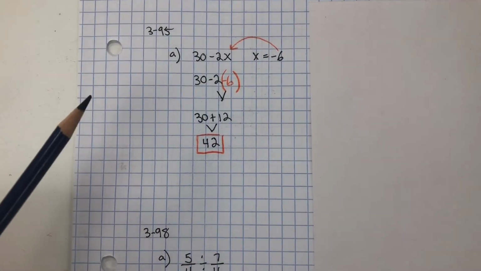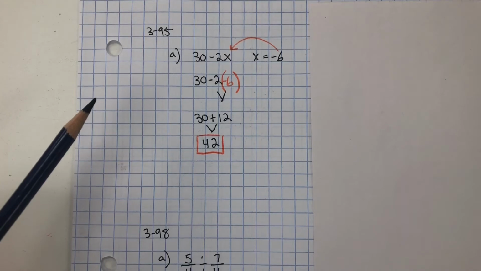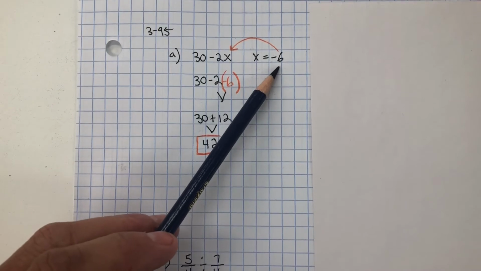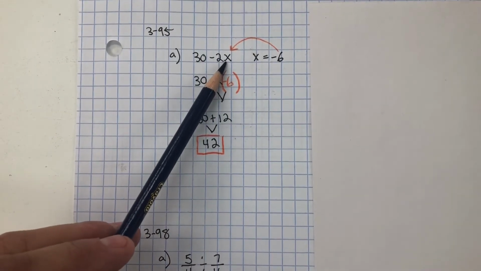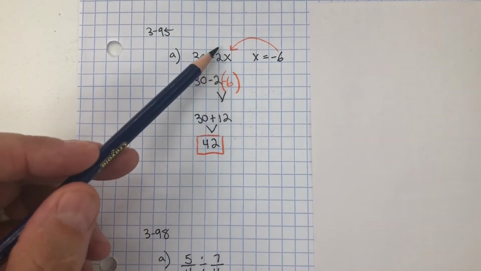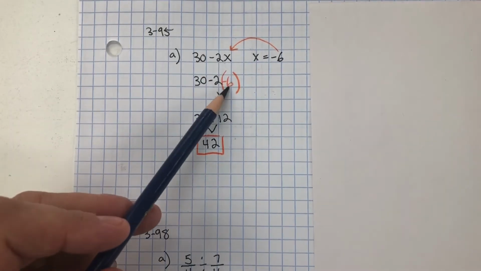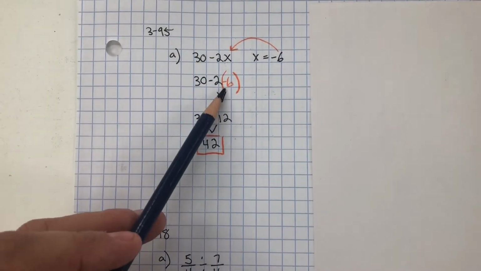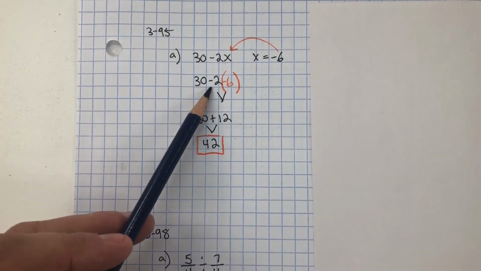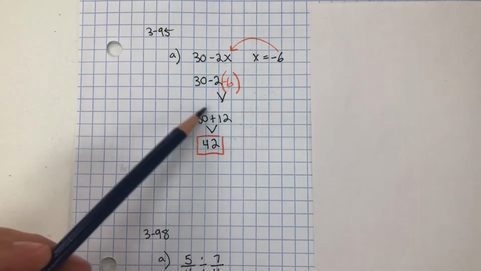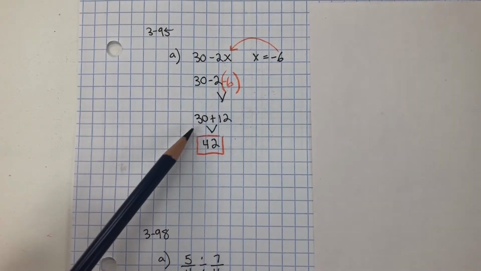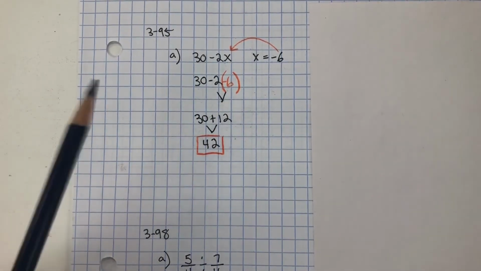In problem 395, we need to evaluate the expression for the given values. So if x equals negative 6, we substitute that in for x, and you have it here. I always put parentheses around my variable, so I know that x is negative 6. And now we have 30 minus 2 multiplied by negative 6. Follow the order of operations. Negative 2 multiplied by negative 6 is positive 12. 30 plus 12 is 42.